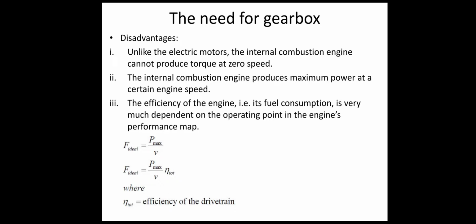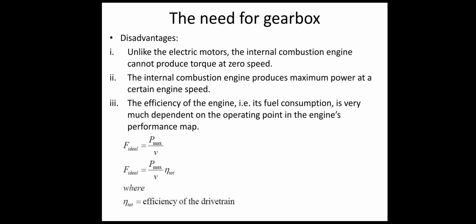The internal combustion engine produces maximum power at a certain engine speed. You have heard about that whenever you go to a showroom and ask about the maximum power, and the salesperson tells you one number, that the maximum power is at 6000 rpm, 7000 rpm. So that is the main drawback of the internal combustion engine.